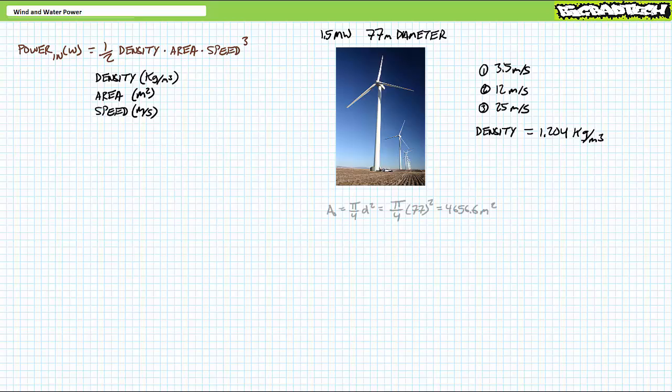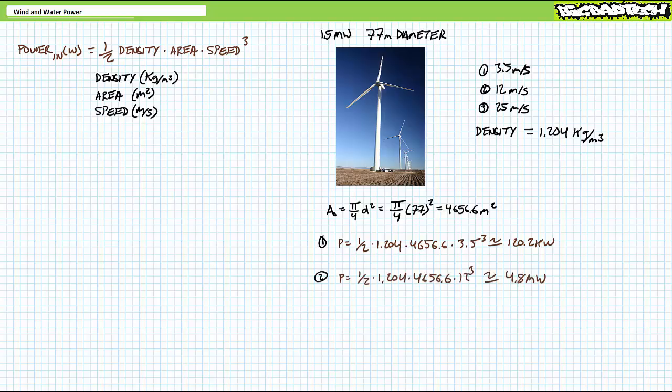First, since this is essential to all three scenarios, let's calculate the rotor swept area for a turbine with a 77-meter diameter. Circular surface area is pi over 4 times the diameter squared. Substituting 77 meters into this equation demonstrates the rotor swept area is roughly 4,656.6 meters squared. Substituting the density, area, and speed into the power formula demonstrates that at a gentle 3.5 meters per second, the column of wind possesses approximately 120.2 kilowatts of power.